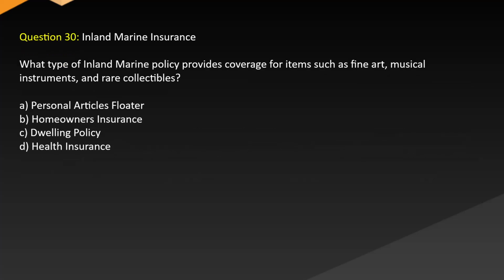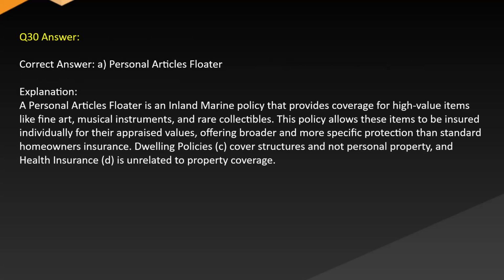Question 30. Inland marine insurance. What type of inland marine policy provides coverage for items such as fine art, musical instruments, and rare collectibles? A. Personal articles floater. B. Homeowners insurance. C. Dwelling policy. D. Health insurance. Correct answer: A.